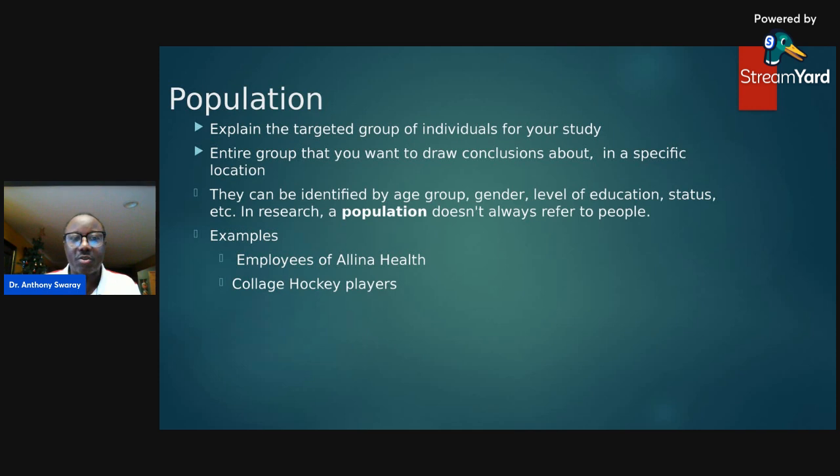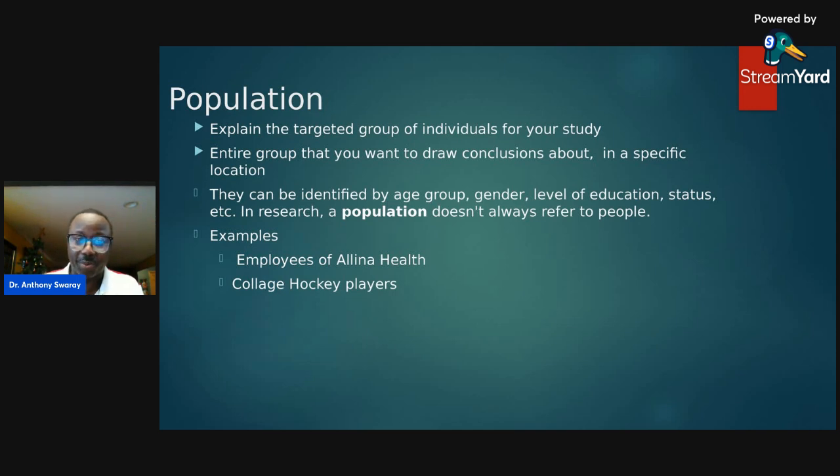The next heading you're going to have would be population. What is population? You're going to define population in your paper, and you're going to talk about what population is. Explain the targeted group of individuals for your study, or the entire group that you want to draw conclusions about in a specific location. So with population, you are looking at age group, gender, level of education, status, etc. in the research.